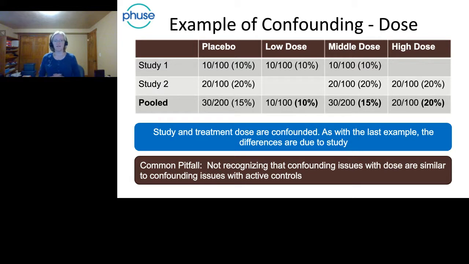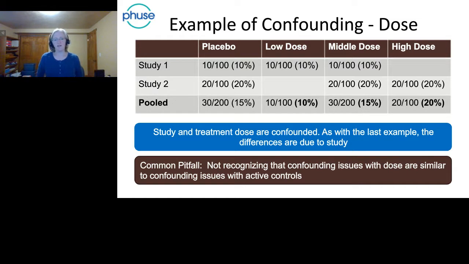And this actually is more common. We still see examples of this. This is one part of predominant practice that we do want to change. We want to avoid confounding of treatment dose and study. So this is an example where the differences are due to study. If you just saw the bottom row, you'd be completely misled and think there's a dose relationship when there's absolutely no dose relationship at all.